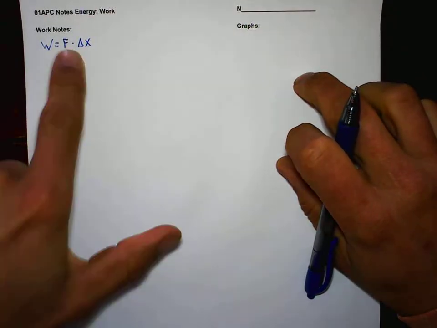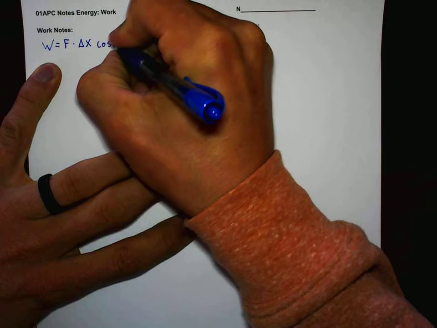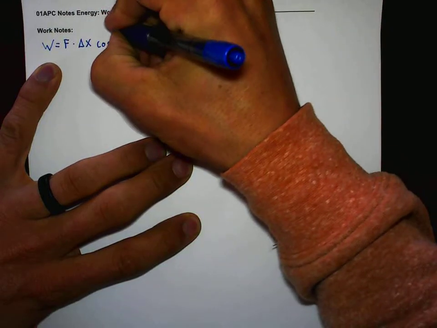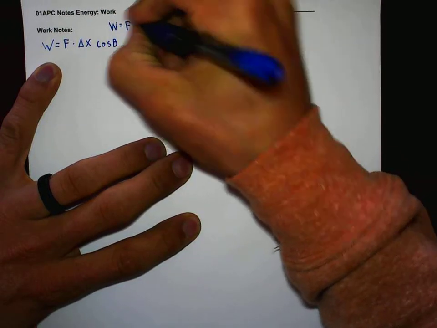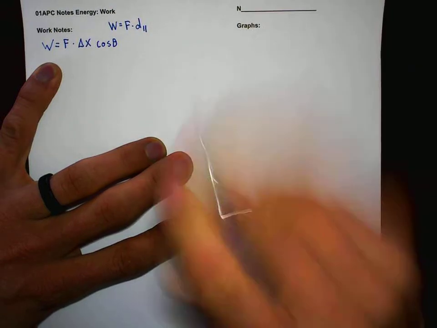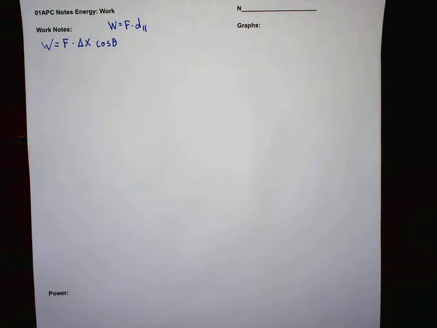You might also see FD. Okay, another way we can think of this, and we're going to tack a cos theta on there as well. We'll talk about why. Last year we defined it as work equals F D parallel, or you could put the parallel symbol right there. It means that the parallel component of the displacement is what we care about when we're calculating work.